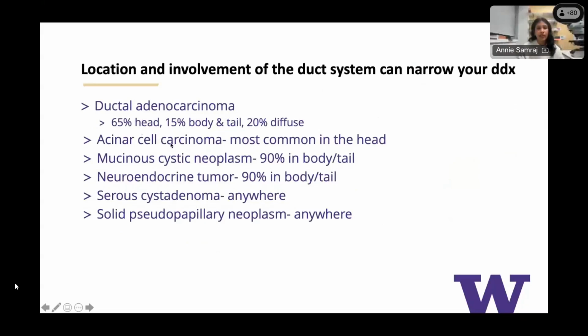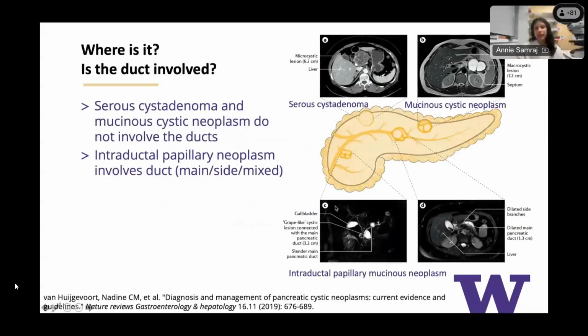However, on the other hand, mucinous cystic neoplasm and neuroendocrine tumors are predominantly in the body or the tail. Serous cystadenoma and solid pseudopapillary neoplasm can arise anywhere. And also, at the time of grossing, think about, is the duct involved? So here in this cartoon, we see the main pancreatic duct. And here the side branches are also depicted.